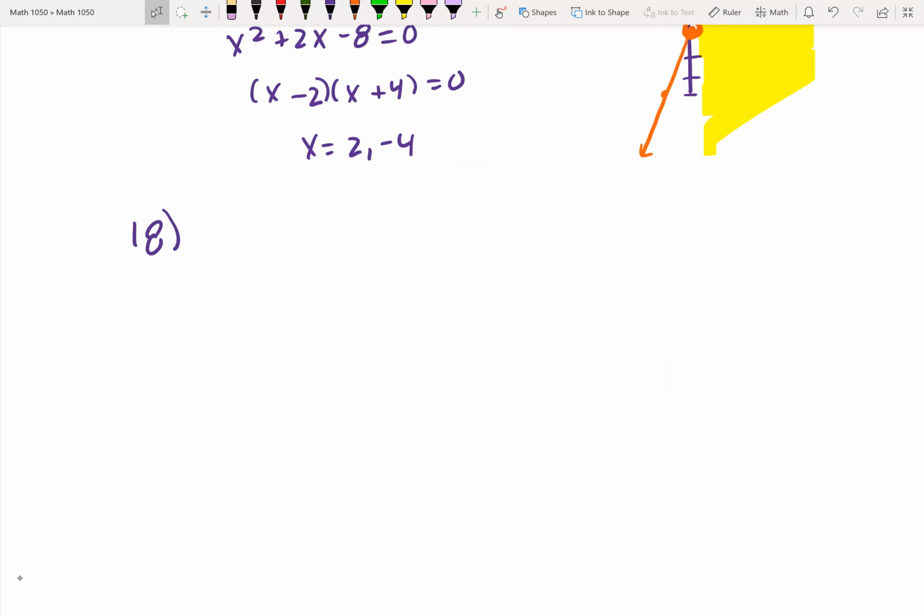Okay, question 18. So you've got this formula. A projectile is fired from a cliff 100 feet above the water with an inclination of 45 degrees to the horizontal with a muzzle velocity of 40 feet per second. The height of the projectile above the water is given by this equation.